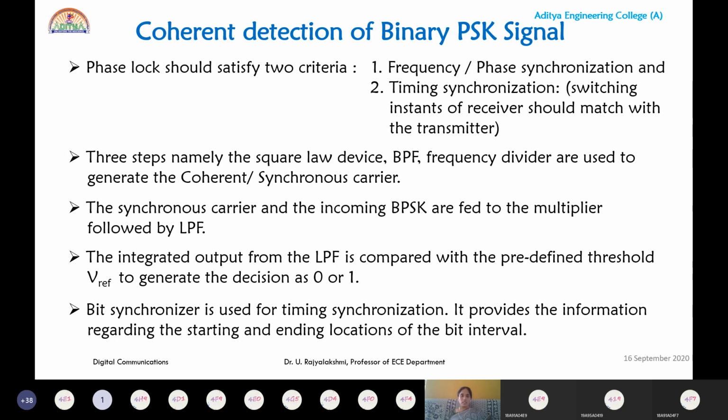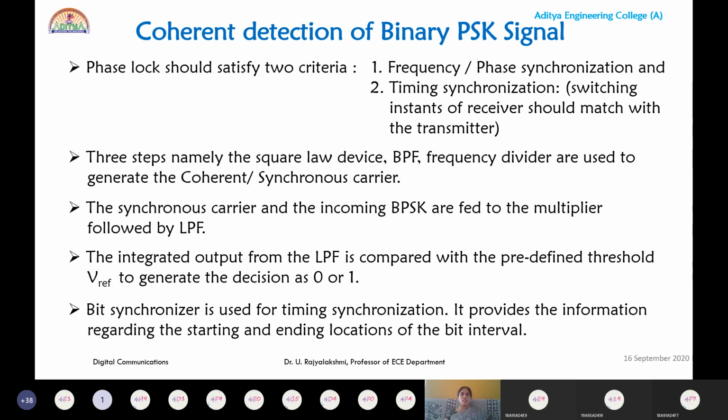Now that output is applied to the decision device in order to compare with the predefined threshold. What is the necessity of a decision device? To convert the signal into digital. So this decision device converts the low pass filter output into a digital signal or a binary sequence.